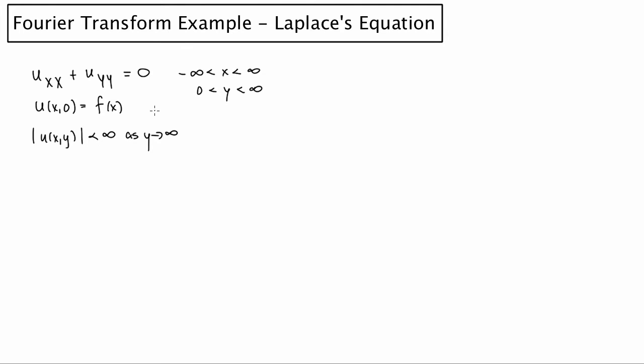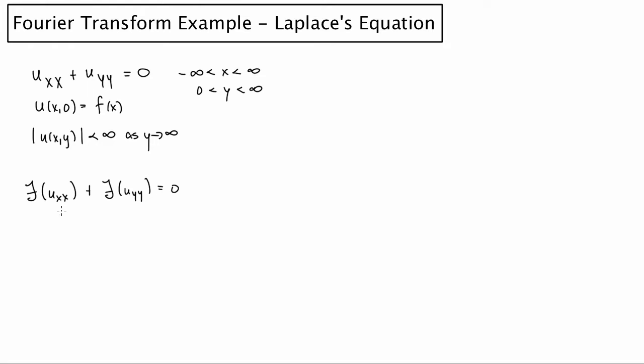Since x ranges over negative infinity to infinity, that's going to be our transform variable here. So I'm going to be doing the transform with respect to x. We'll begin by taking the Fourier transform of both sides of the equation. So the Fourier transform of the left-hand side, using the linearity of the transform, is given by this. Keep in mind this is with respect to x.